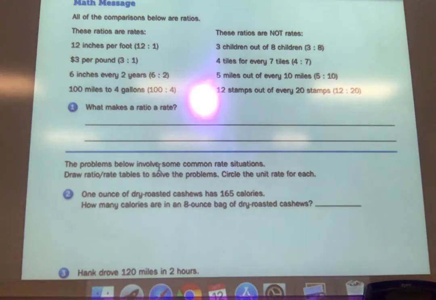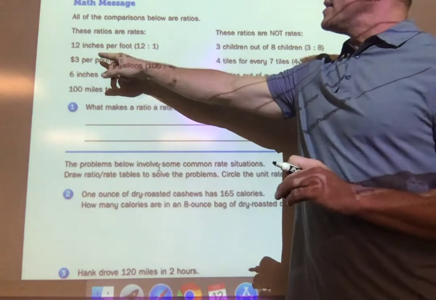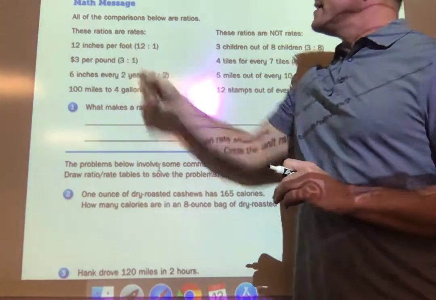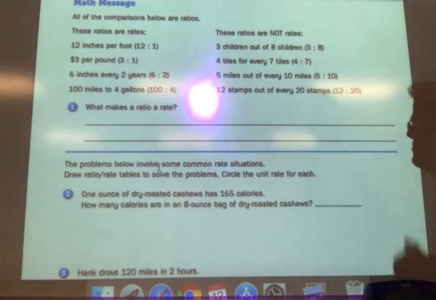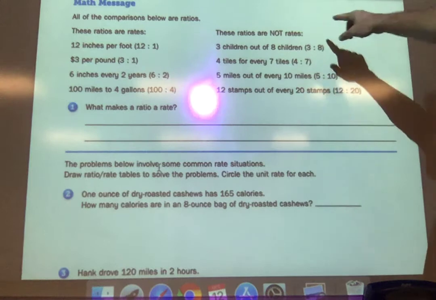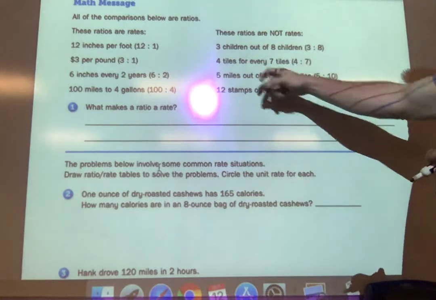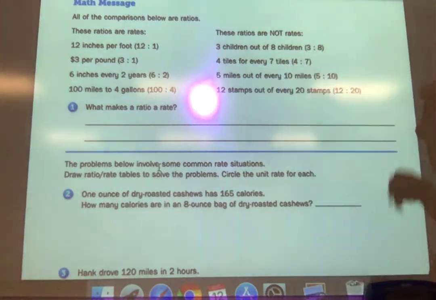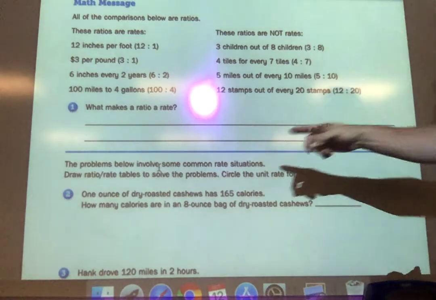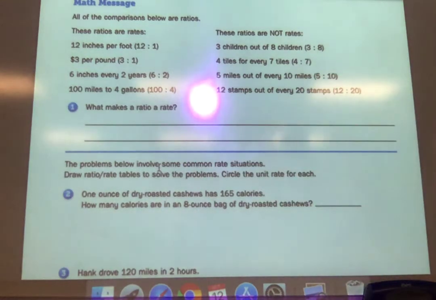The ratios are rates. Okay, if you notice here, and the things we've been talking about is that they're comparing different things. 12 inches in a foot, $3 for 1 pound, 6 inches for every 2 years, etc. Whereas these ratios, they're not rates. They're like 3 children out of 8 children. We're comparing children to children. 4 tiles for every 7 tiles. So if we're comparing different things, we'd be talking about a rate, and that's what we're going to focus more on now a little bit.